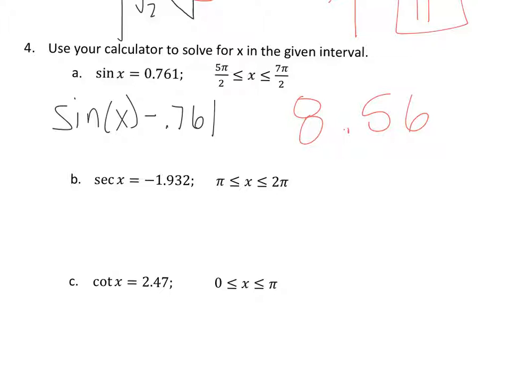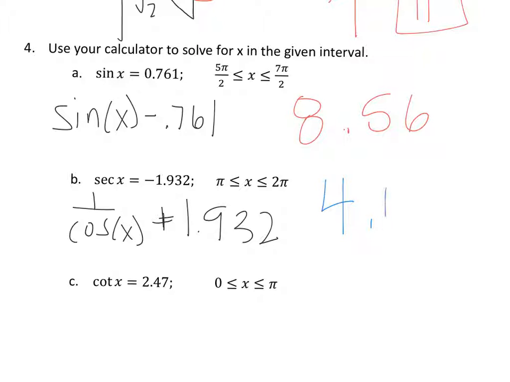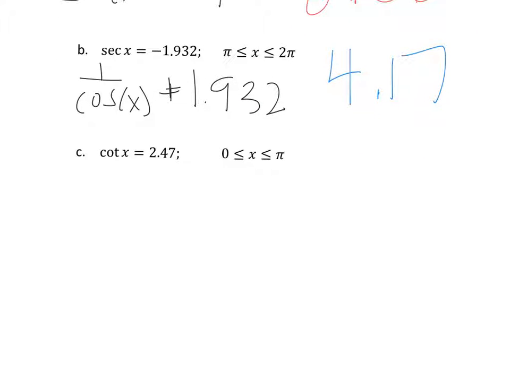Second one, you don't want to have secant. That's the same thing as 1 over cosine. You can put this exactly into your calculator and then you're adding 1.932. Your x minimum is pi, x maximum is 2 pi, and if you evaluate it, it would be 4.17. Left bound, right bound, guess. That's what you're doing here.